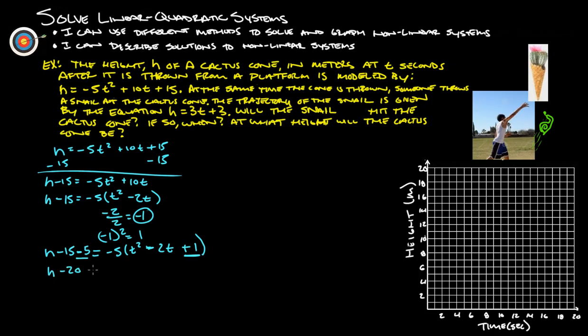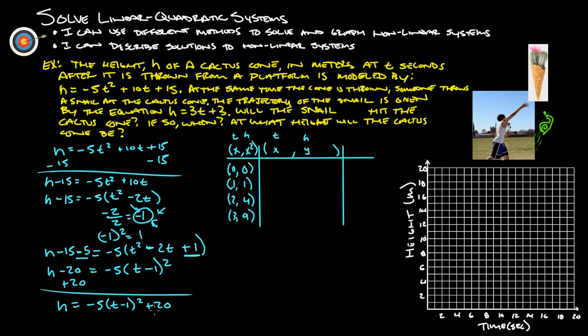So we get h minus 20 equals -5 times t minus 1 squared. That's why we circle that and use it later. Then we're going to add the 20 to both sides to finish it off, and we get h equals -5 times t minus 1 squared plus 20. There's our vertex form.